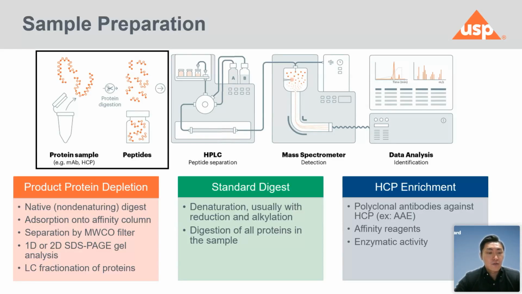LC fractionation of proteins. And standard digest is your standard denaturation, usually with reduction alkylation and digestion of raw proteins in the sample. And the whole cell protein enrichment, being the third, is also another strategy that can be used for sample prep, where polyclonal antibody against the whole cell protein is bound to a column such as AAE, and then affinity reagent and enzymatic activities are used to further enrich the whole cell protein.